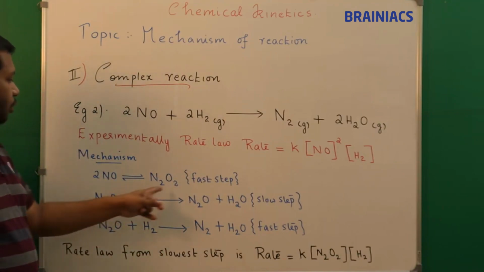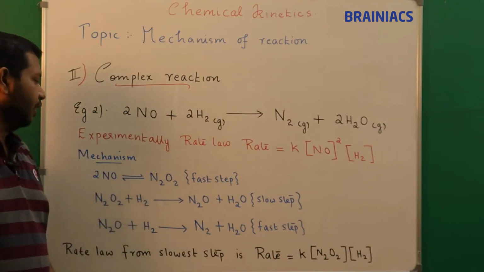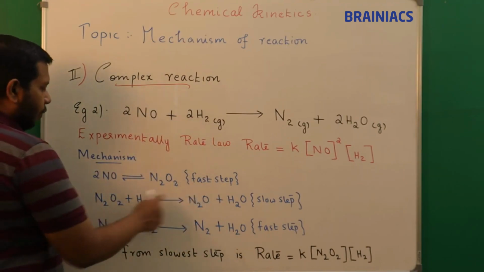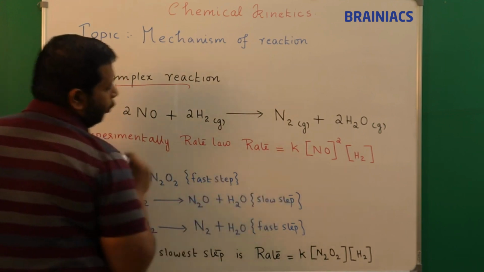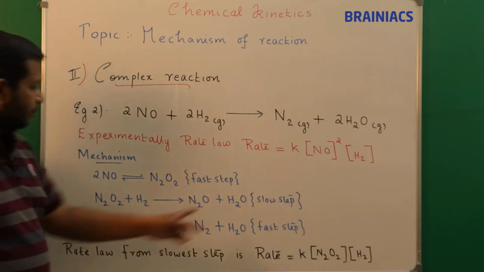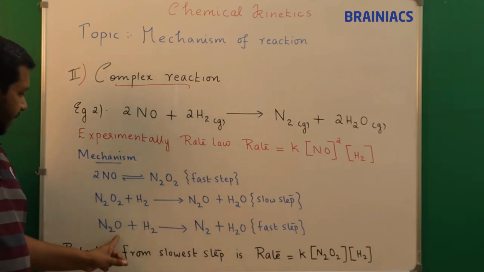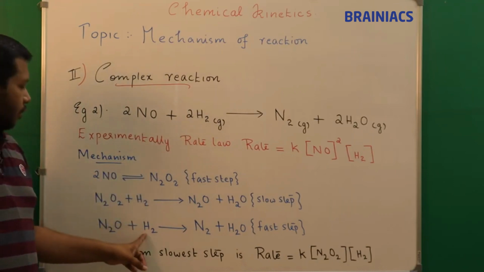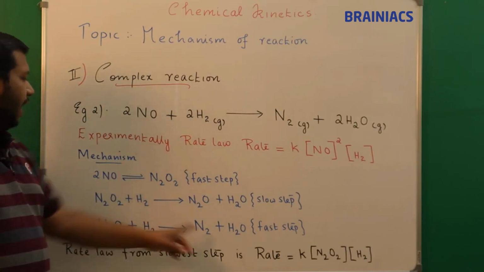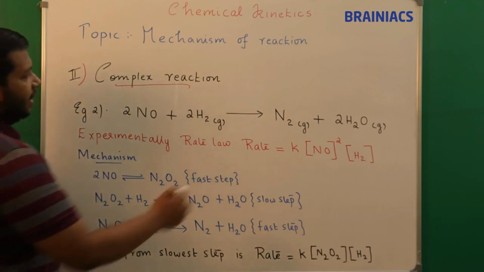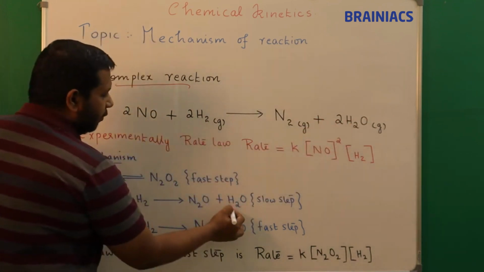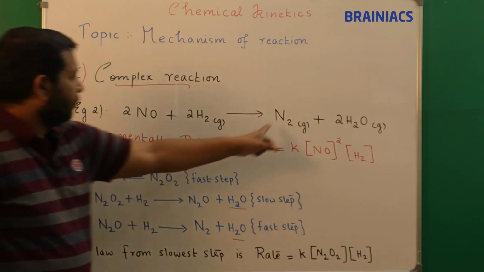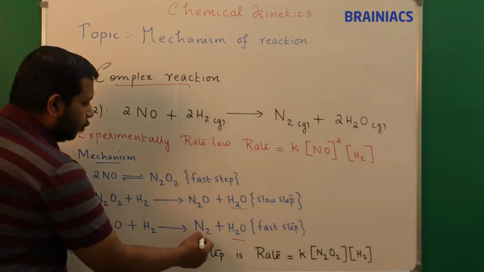Now understand, N2O2 can react with one molecule of hydrogen forming N2O with H2O, and this is a slow step. Understand? Then N2O further reacts with one more molecule of hydrogen, because two molecules of hydrogen are available, to form N2 and H2O. Now if you see the end product, two H2O are there, here one H2O and another H2O. And in the final end product, one N2 was there, so here also one N2 was formed.